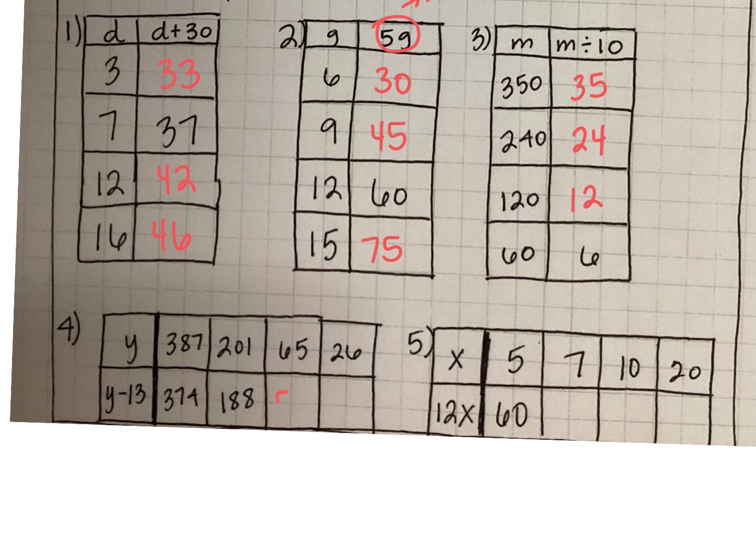Okay, so when you subtract 13, you end up with 52, and then when you subtract 13 from your last y value, you get 13. All you're doing is subtracting. You're following the rule or that expression. And number 5, the expression given to me is 12x, which means 12 times x. All of my x values are 5, 7, 10, and 20. The first one's done for me, so I do 5 times 12, which is 60. 7 times 12 is 84. 10 times 12 is 120, and 20 times 12 is 240. Very good.